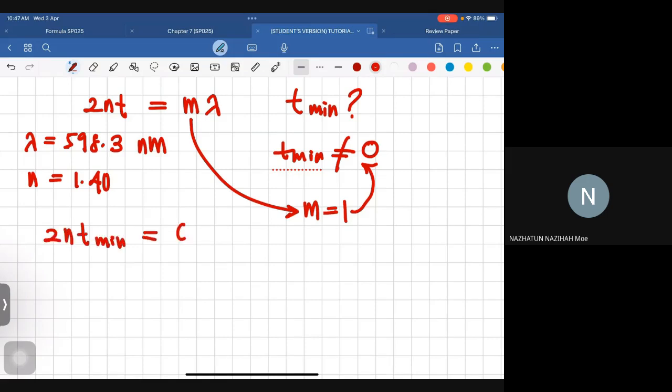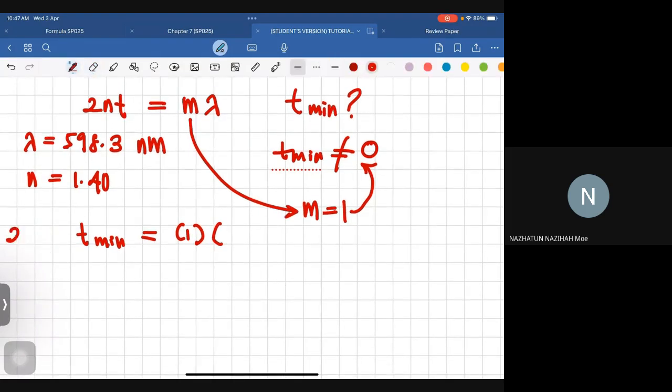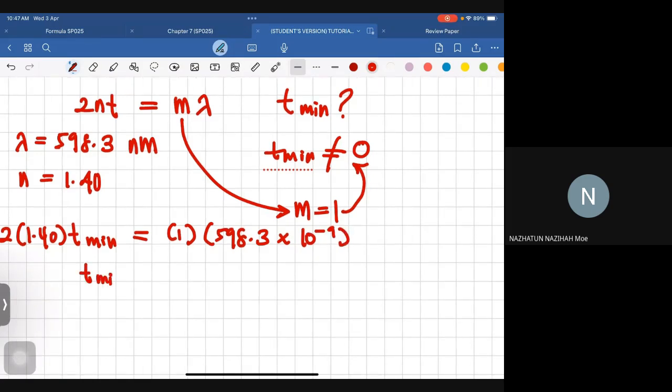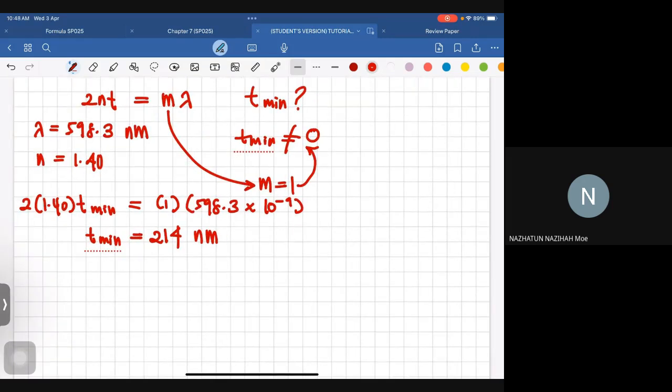Okay, so kamu letaklah 1 and then apa saja terus substitute 2, 1.4, 1, lambda is 598.3 negative 9. So kamu akan dapat the minimum thickness to be equal to 214 nanometer. Okay, ada soalan? Alright.